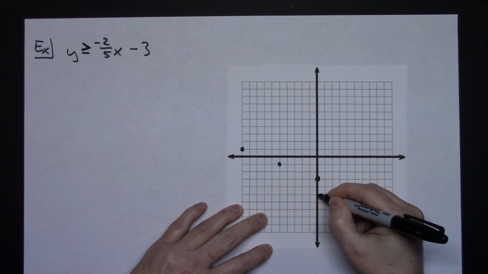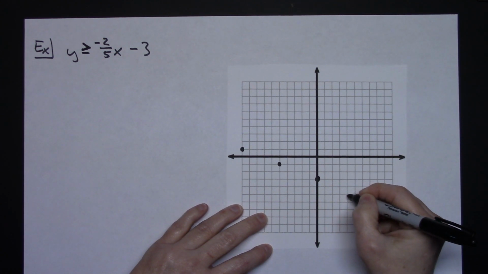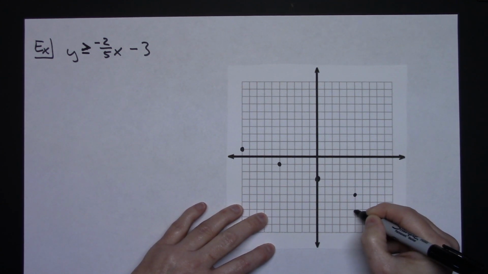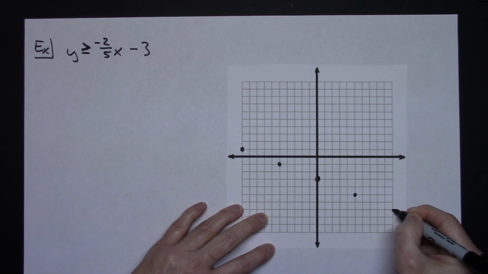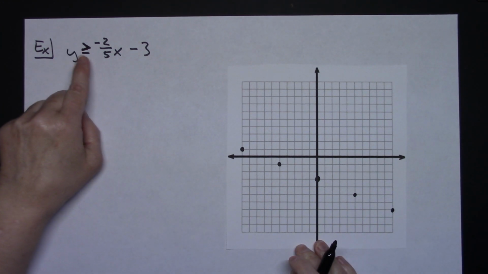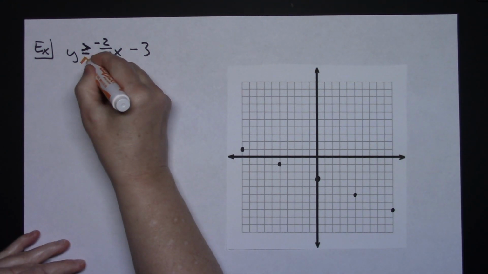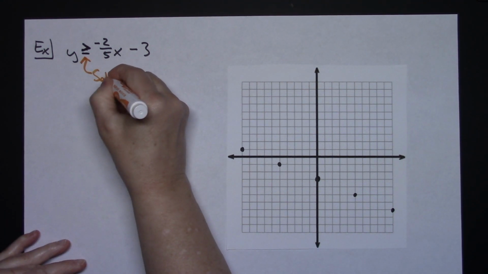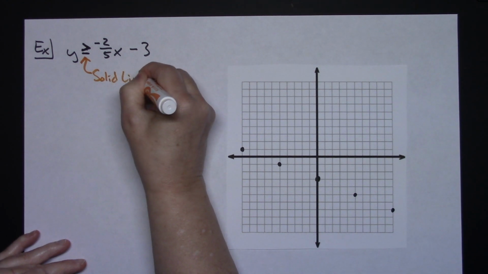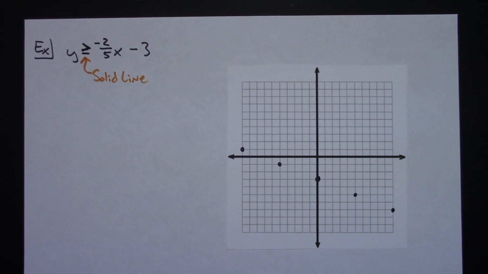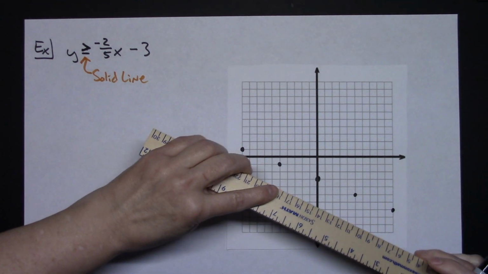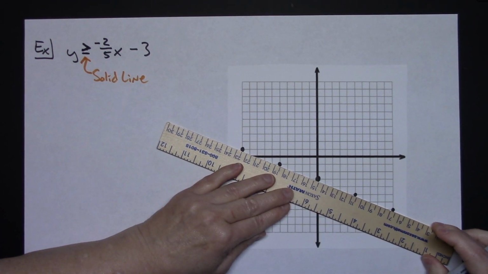I'm going to go down 2 and to the right 5. 1, 2, 3, 4, 5. Let's do it one more time. Down 2, 1, 2, 3, 4, 5. Now I am going to look at that inequality right there. It's got an equal to part, so that means I'm going to have a solid line when I actually put it on. So let's go ahead and graph the line.